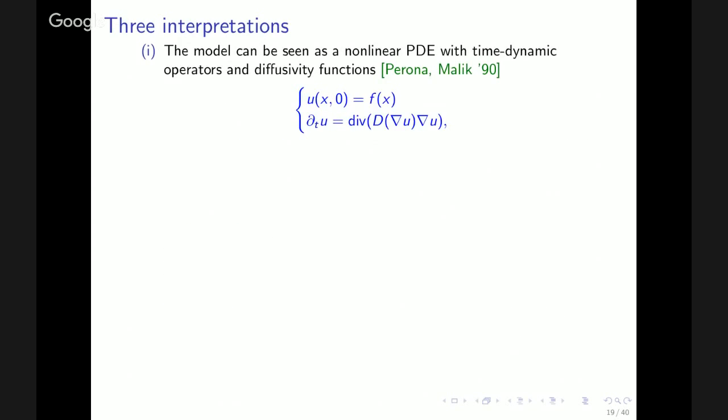So the thing we are still not sure about is how to interpret this model. Basically, we can provide 3 types of different interpretations. First of all, it can be seen as a generalized version of the classical Perona-Malik nonlinear diffusion model. So the Perona-Malik model is as follows. You start with an initial guess, for example, the noisy image, and then your time derivative is defined as the divergence of some diffusion tensor that is based on the gradients of the image times the gradients of u.